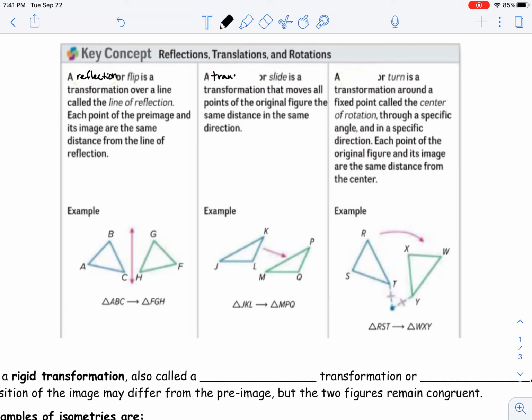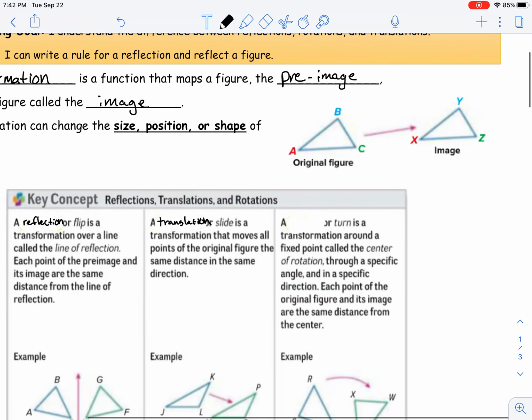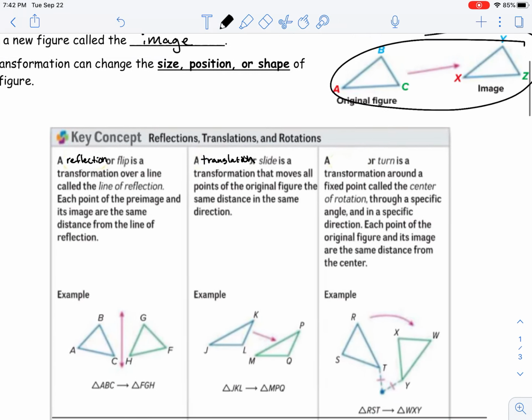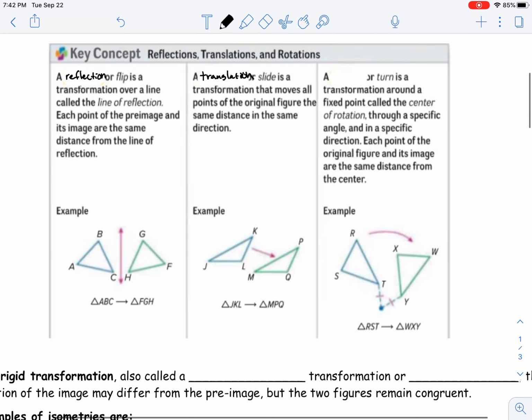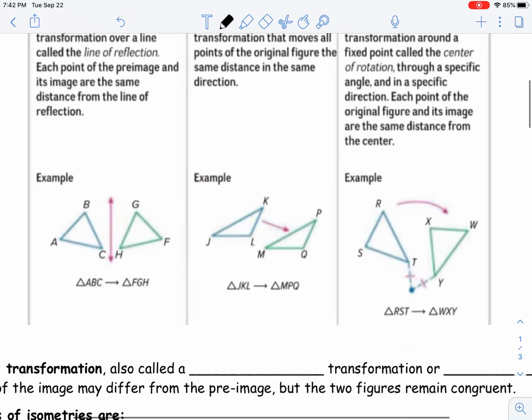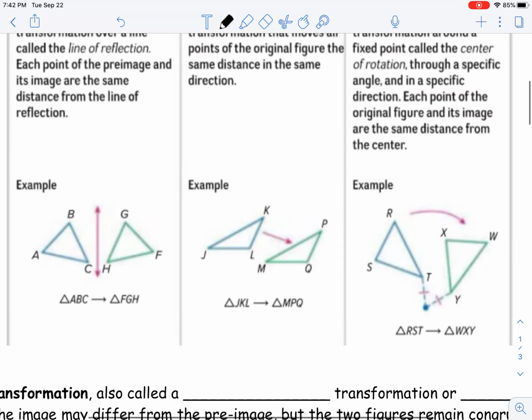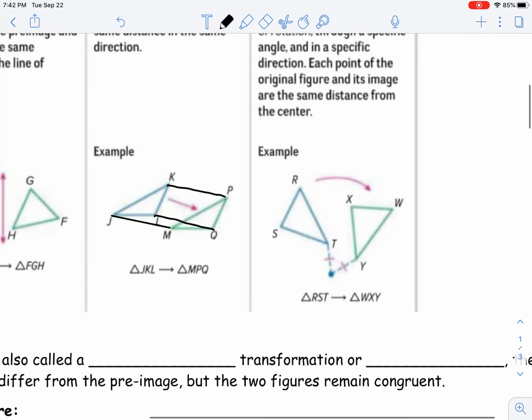A translation, which is the same thing as just sliding our image. That's what we had up top right here. It moves all of the points of the original figure the exact same distance in the same direction. So if I were to draw lines from K to P, from L to Q, and from J to M, all of those lines would be exactly the same distance.